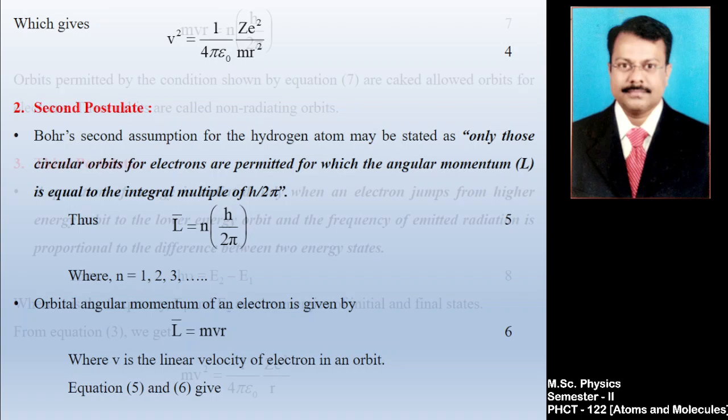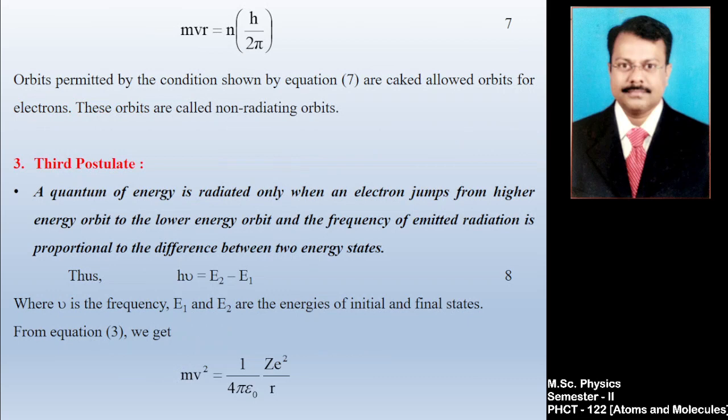Vector L gives mvr is equal to n upon 2 pi, n into h upon 2 pi. Orbits permitted by the condition shown by equation 7 are called allowed orbits for electrons. These orbits are called non-radiating orbits. In these orbits, they do not radiate any energy. That is called a non-radiating orbit.